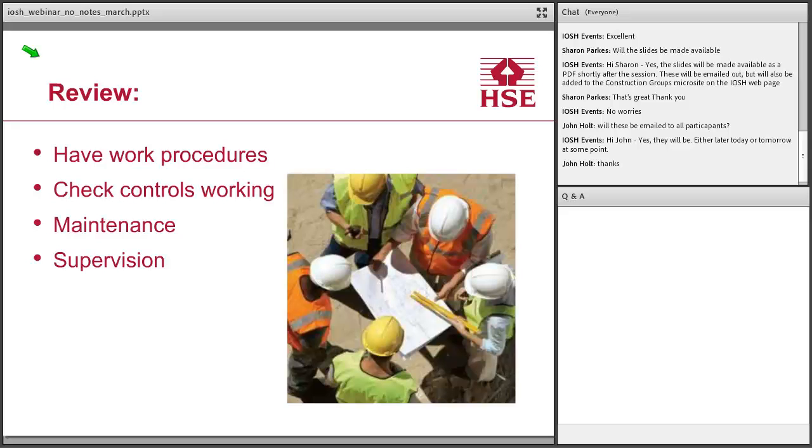Moving away from control to the third part of assess, control, review, remember to check that the controls you've put in place are working. Very obvious. And probably most important, that the equipment is well maintained. And the managers and the supervisors know what they should be doing. The review part of any process is so important to find out what worked well and what isn't working well.